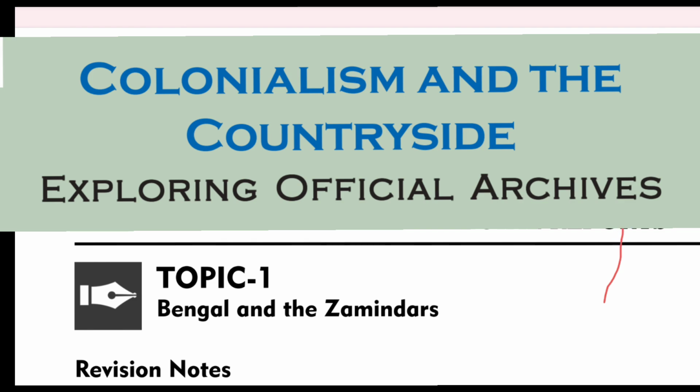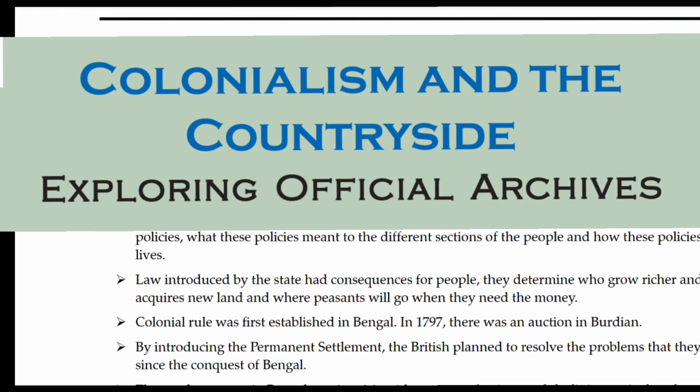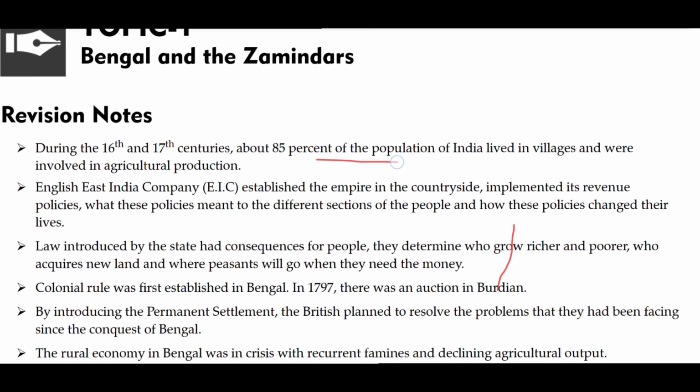Topic 1 is Bengal and the Zamindar. So the first point of this topic is that about 85% of the population of India lived in villages and were involved in agricultural production. The East India Company, that is EIC, established its empire in the countryside and implemented its revenue policies, and we will see what these policies meant to different sections of the people and how these policies changed their lives.